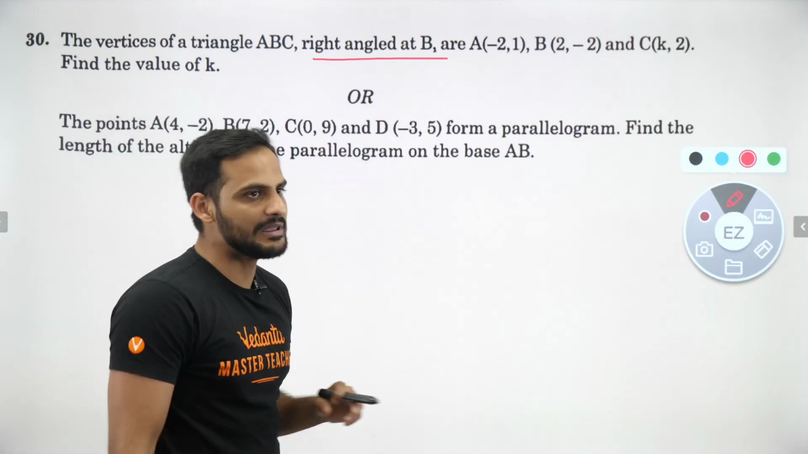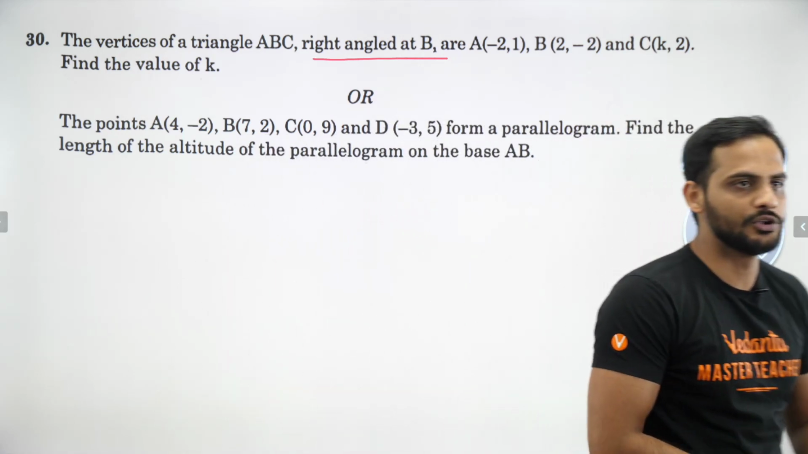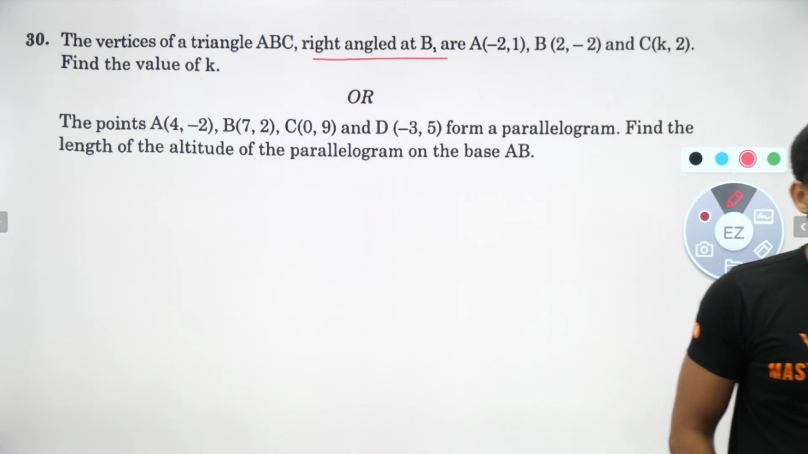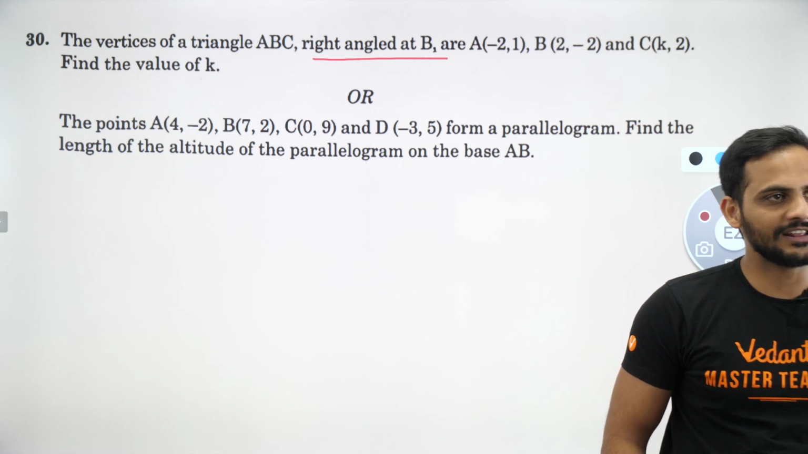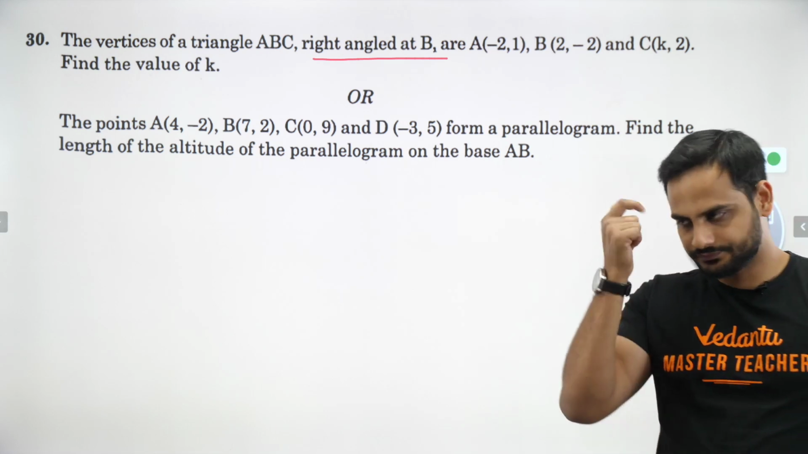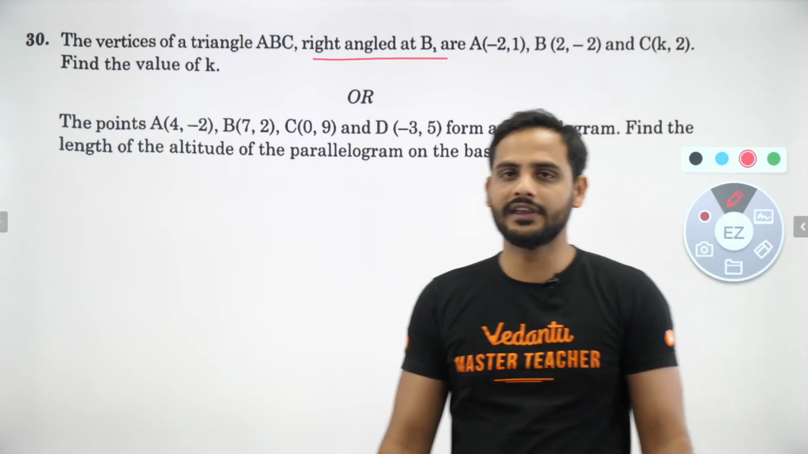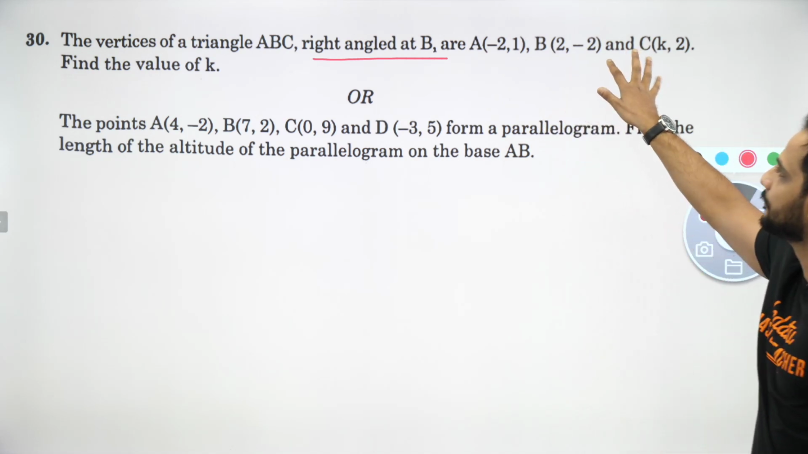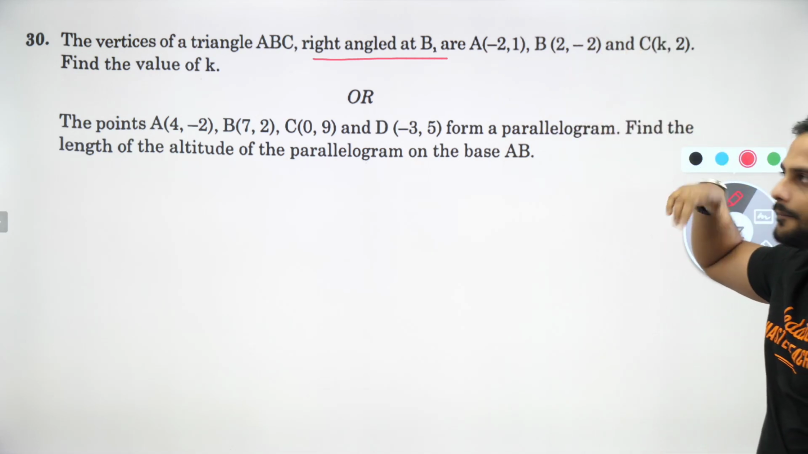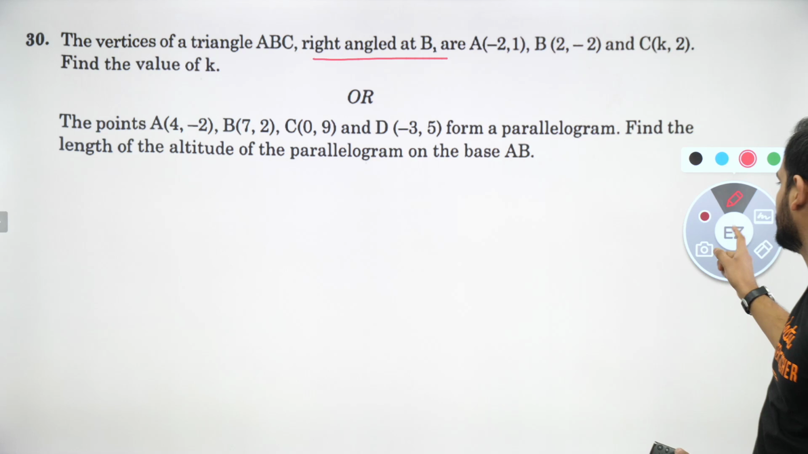Now tell me, since it is right angled at B, which property am I going to use to get the value of K? Which theorem? Tell me any one theorem. Distance formula, Pythagoras theorem. Very good. We are using the Pythagoras theorem with the help of the distance formula. So we will get the distance of AB, BC and CK, and we will use the Pythagoras theorem to get the value of K.